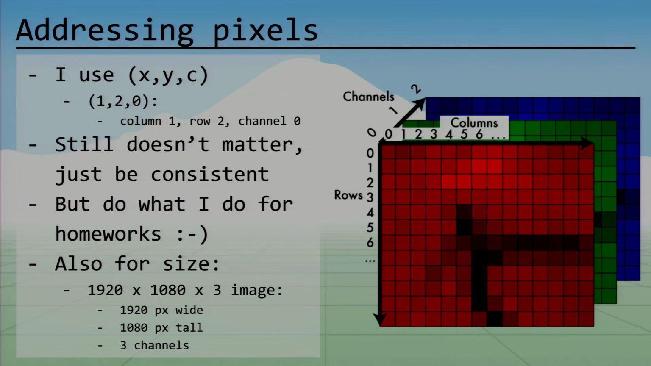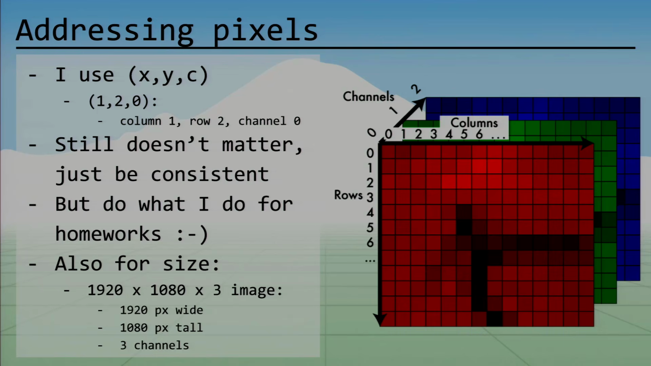Different people, again, will use different things. So if at some point you're interacting with some other computer vision library and you're really confused because you're trying to get to some pixel and it's not working, you're getting a different result than you would think, it may be that they're using a different system for addressing their pixels.